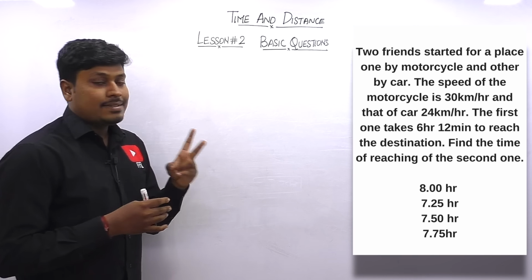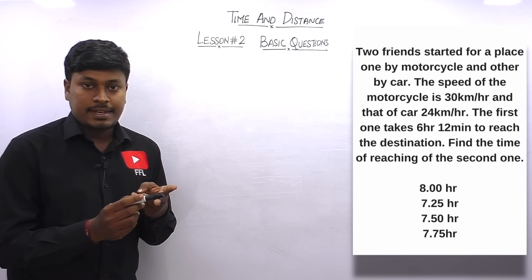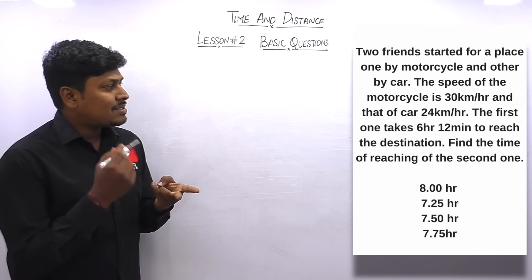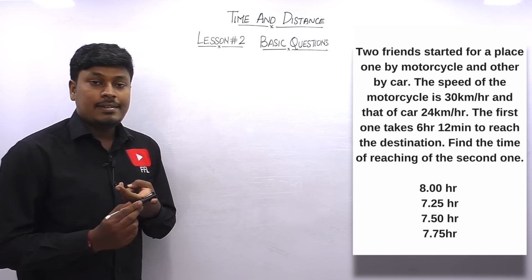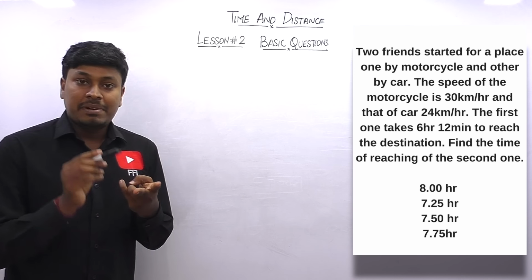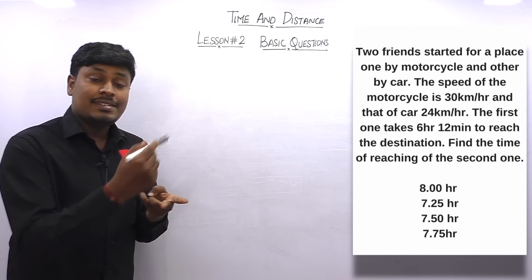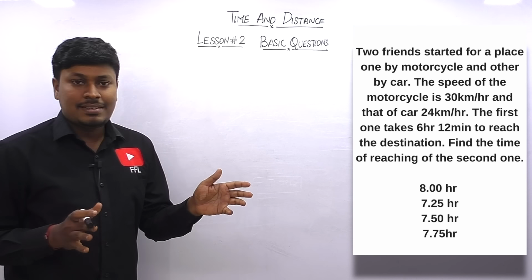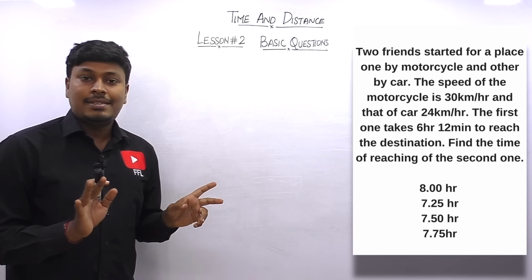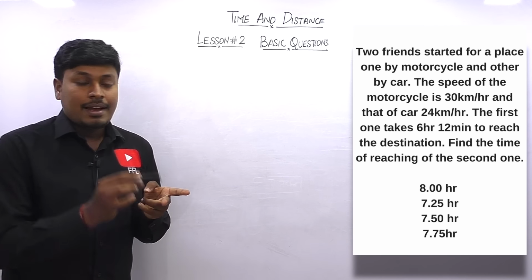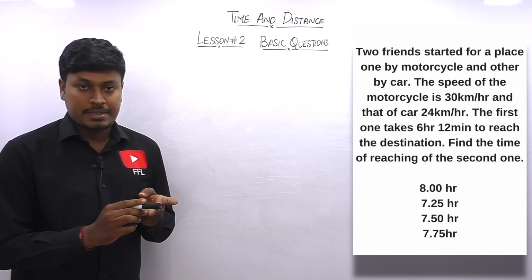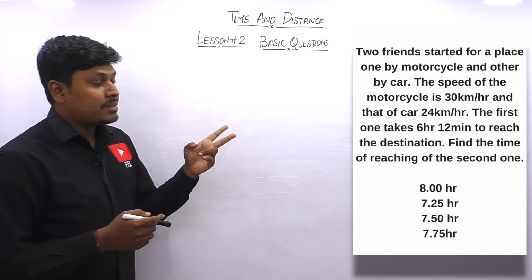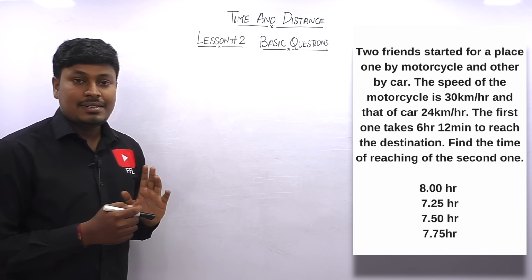So I think what they are saying is there are two friends. One friend is traveling by motorcycle and the second friend is traveling by car. The person traveling by motorcycle has a speed of 30 km per hour, and the car is 24 km per hour. The person on the motorcycle reaches the destination in 6 hours 12 minutes. But we don't know the distance, right? We don't know the destination distance, but they are saying he travels at 30 km per hour and reaches in 6 hours 12 minutes. What is our target? Our target is to find how much time the second person, who is traveling in a car, takes to reach the destination.